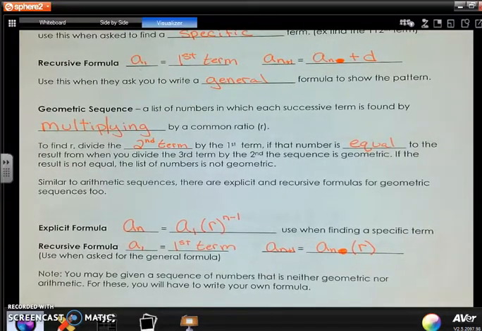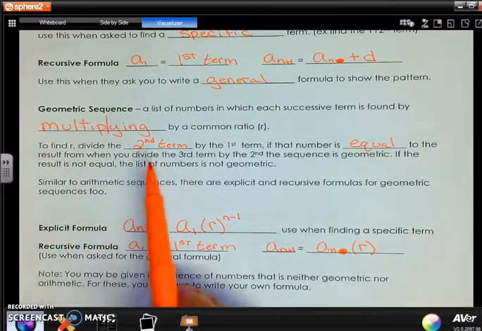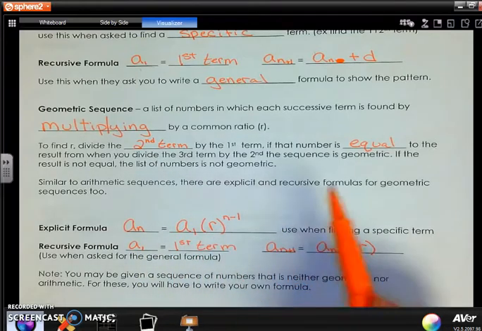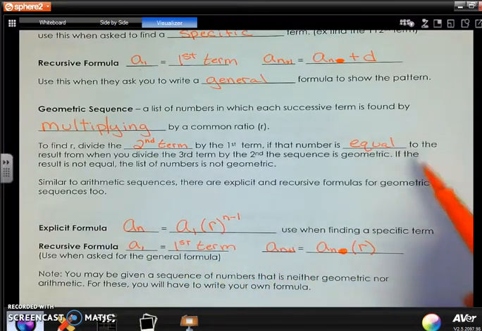So a geometric sequence, again, a sequence is just that list of numbers, and they're related by finding the next term by multiplying by a common ratio, and we call that common ratio R. So in order to find R, because one of the things you'll have to do is be able to find R, you again are going to look at those first two terms. This time you're going to divide the second term by the first. So you do second divided by the first, and then you check that with the third divided by the second. And again, you want that number to be the same. If it's the same, then you could say that you have your common ratio.